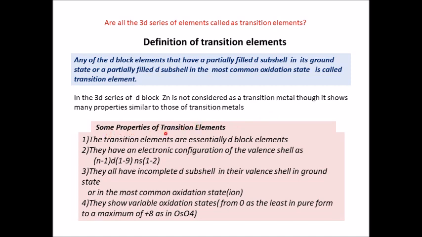Now some of the properties of transition elements are like this. The transition elements are essentially d block, first thing. Second, they have an electronic configuration of the valence shell as (n-1)d 1 to 9 and ns 1 to 2. They all have an incomplete d subshell in their valence shell in the ground state or in the most common oxidation state of the ionic state. They show variable oxidation states from 0 as the least in pure form to a maximum of +8 as in osmium tetroxide.